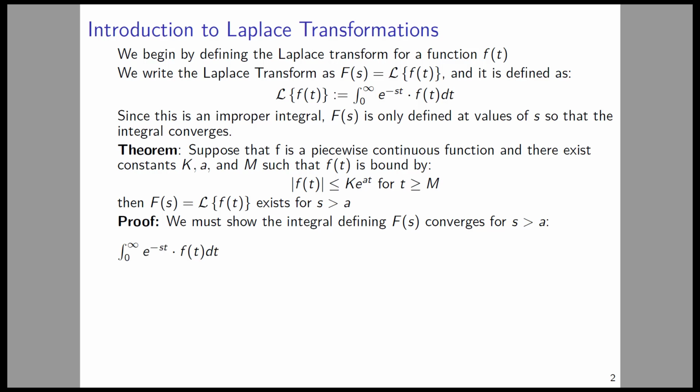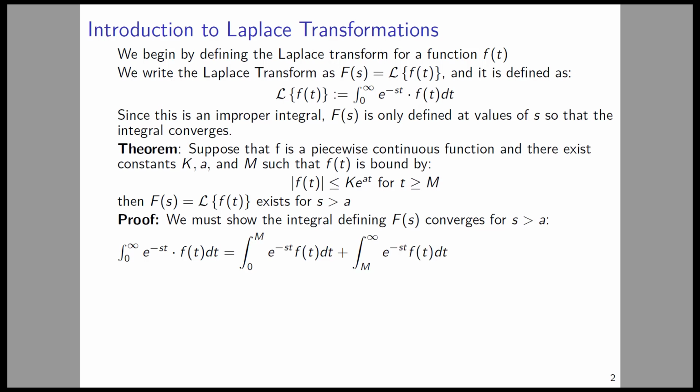We'll start by looking at the integral defined by the Laplace transform, the integral from 0 to infinity of e to the negative st times f of t dt. Since we only know that f of t is bounded by an exponential for t bigger than m, we'll split our integral up from 0 to m and from m to infinity. Since the integral from 0 to m is over a finite range, we know that integral itself is finite, and we don't need to worry about convergence here.